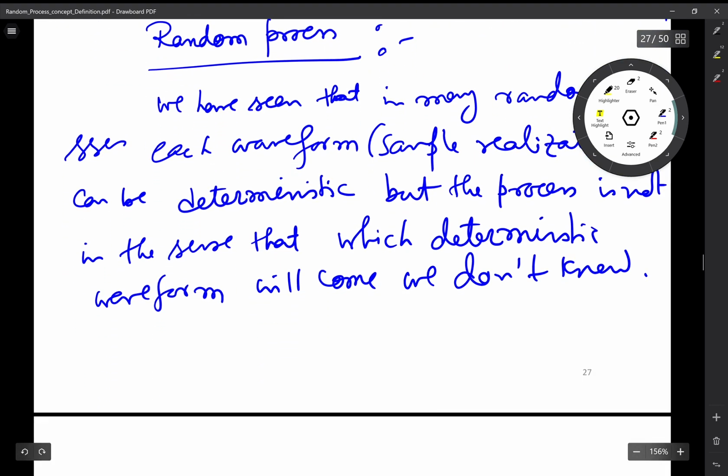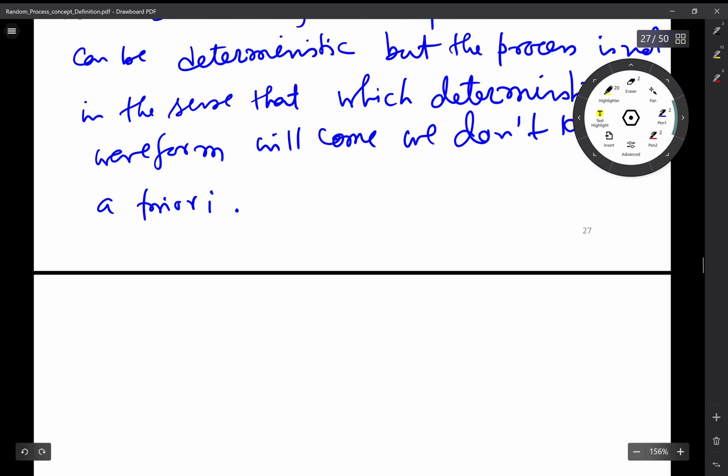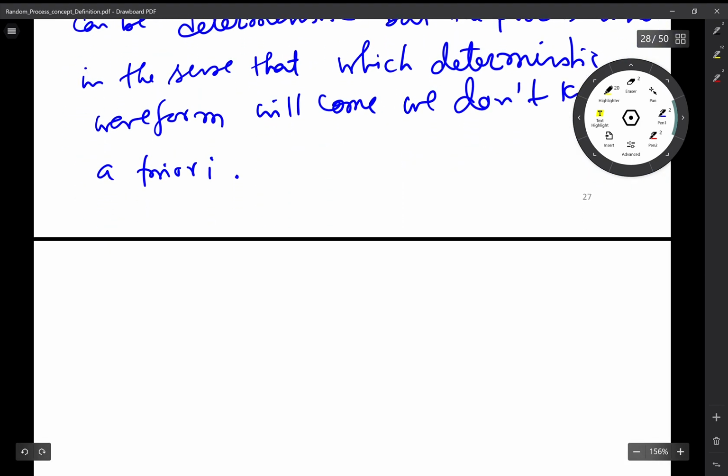Now the question is how to characterize a random process. This is a big question. How to characterize a random process, or how to describe a random process? Because we need to describe it with some mathematical form.